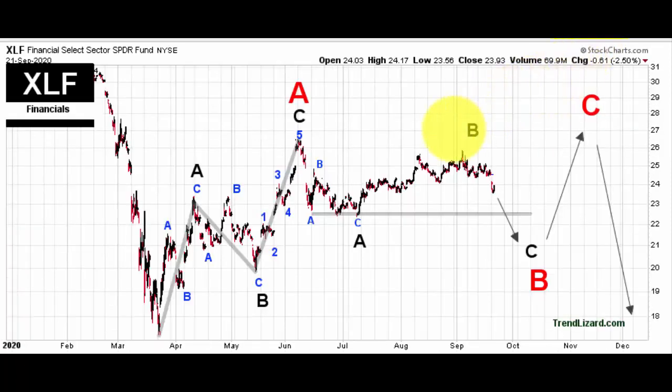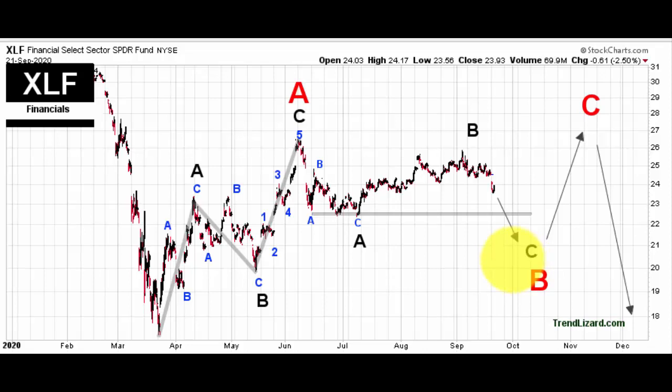This is XLF. This is the financial ETF that we follow. If we look at it, we see that this actually looks like a counter trend move. You look at the first leg off of March's low, and it's a very clear 3-wave move. Since then, it's been heading sideways. We believe it to be in a B wave right now.